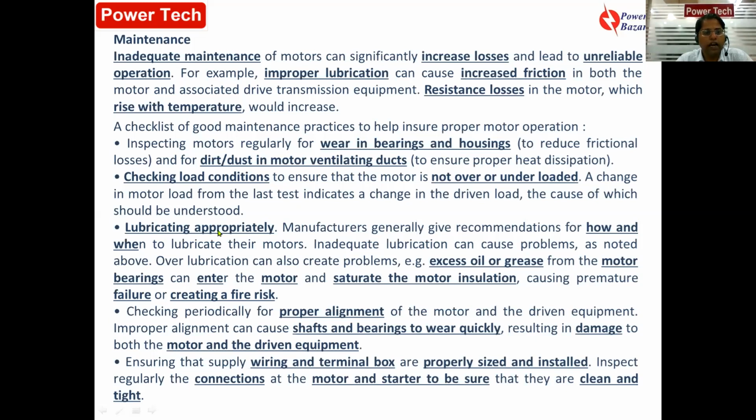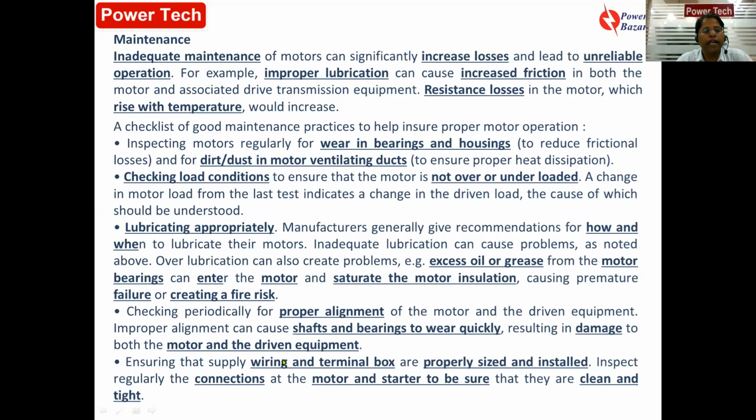Then lubrication, as we discussed. Then proper alignment of the driven equipment and the motor should be checked, because any misalignment will increase the vibrations. It will lead to shaft failure or coupling failure. So it will result in damage to both the motor and the driven equipment, and the system will be unreliable.